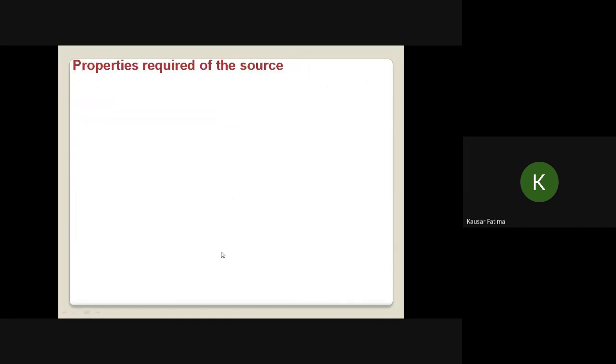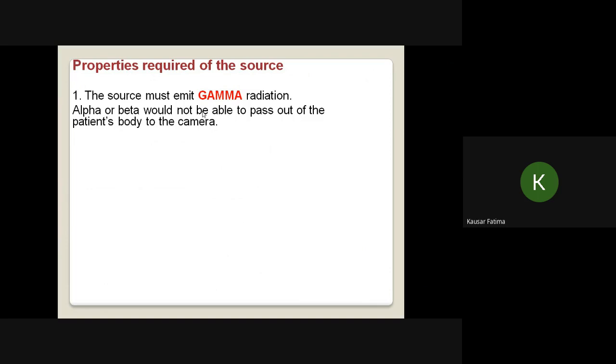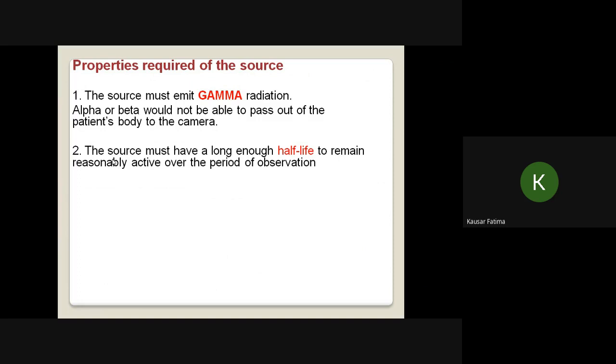Then what kind of source should be used for that purpose? There are some properties. The source must emit gamma. Why gamma? Because alpha or beta would not be able to pass out of the patient's body to the camera. The source must have a long enough half-life to remain reasonably active over the period of observation. It means it should not have too short a half-life, otherwise the job is not done properly, and the count rate or disintegration rate decreases and it is not of any more use.